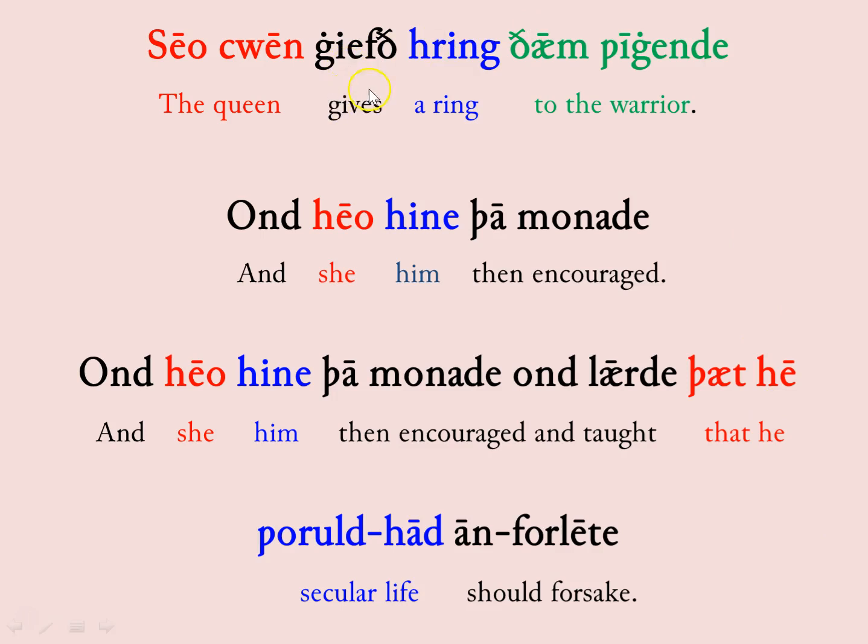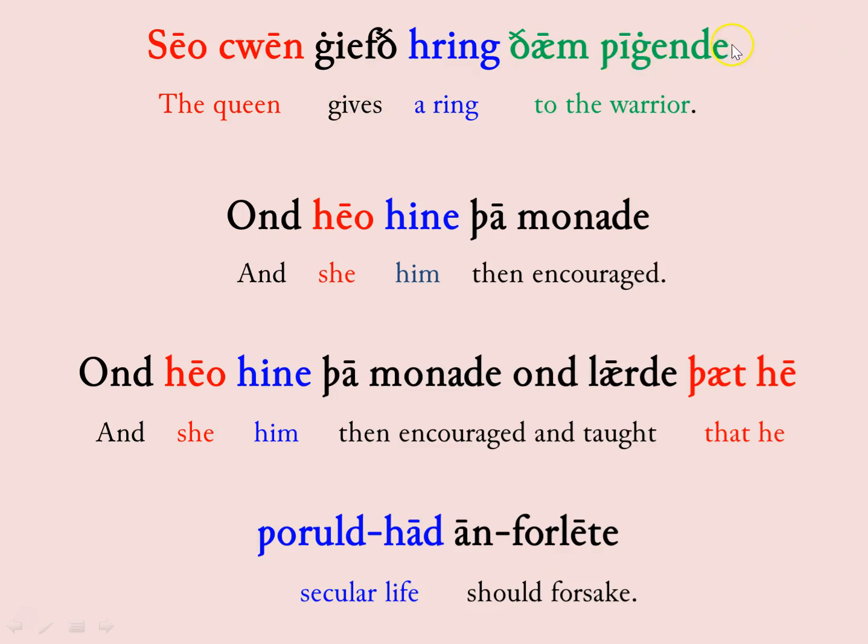All right, another sentence. Seo Coen Yearth Haring Tham Wiende. So the queen gives a ring to the warrior. Now, here, Seo and Quain are in the nominative. Quain, the spelling here tells you it's in the nominative, so the queen is the subject of this sentence. The queen is what this sentence is all about, the who or what of all this action. Yearth gives, haring, a ring. Now that's in the accusative, and hence it's coloured in blue. Yearth is a verb, gives.